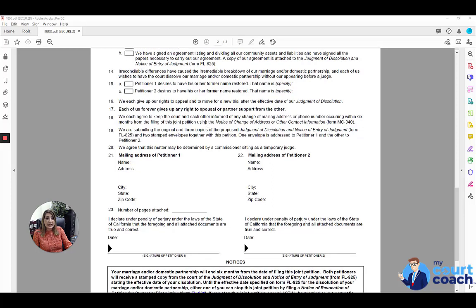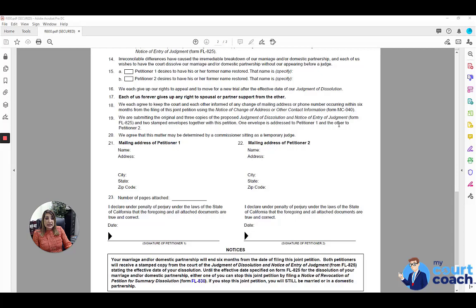Line 18 indicates that you both agree that for the next 6 months from the filing of the petition, you will notify the other of any change of address, and there's a form that you can use to do that called a Notice of Change of Address form. That's Form MC-040. Line 19 indicates that along with this petition, you are submitting the original and 3 copies of the proposed judgment of dissolution and notice of entry of judgment form, as well as 2 stamped envelopes with the petition. One is addressed to each of the parties.